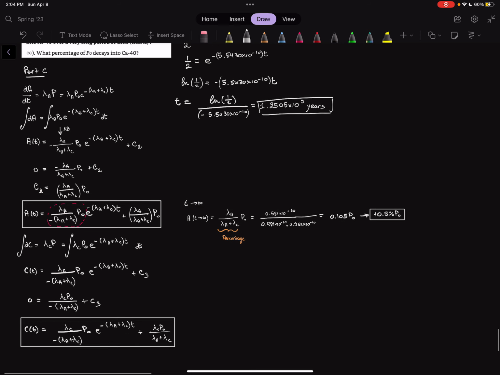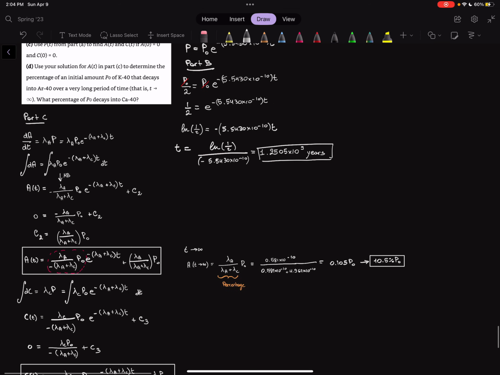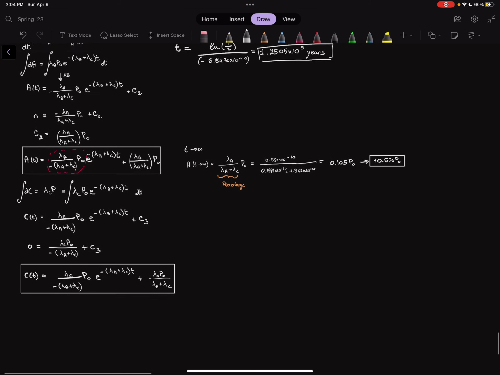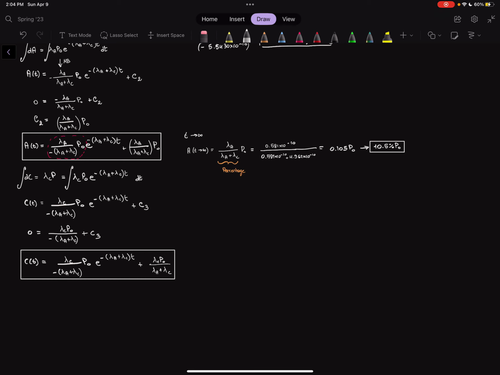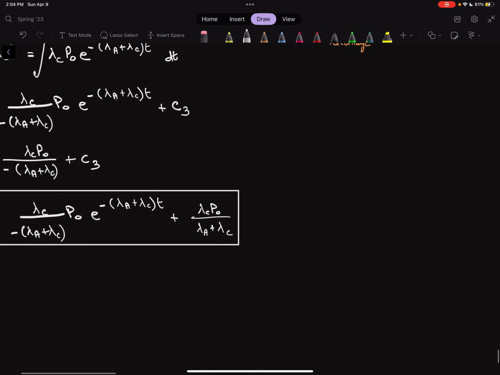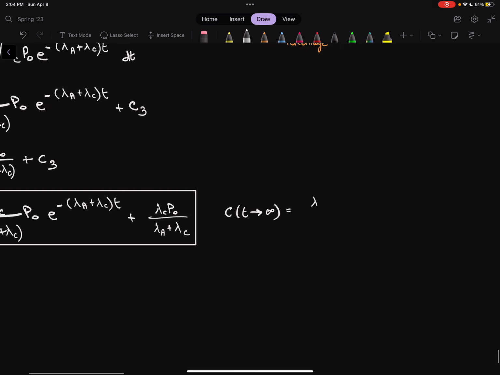And now we can do the same with C of T. Determine the percentage of the initial amount of K40 that decays into Ca, calcium 40. Oh, so this was calcium. I think I've been calling it carbon for this whole time. So disregard when I did that. And so as C of T goes to infinity, here we also get lambda C P naught over lambda A plus lambda C.